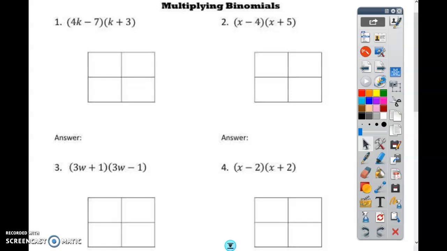Okay, today we're going to be multiplying binomials. That means polynomials with two terms. So this one's going to have two terms, and this one's going to have two terms. That means two things are being multiplied by two other things. And we're going to be using this box to help you out. So I'm going to do a few examples with you.